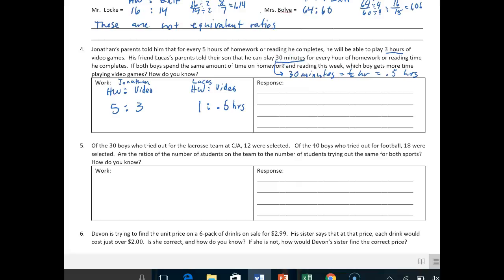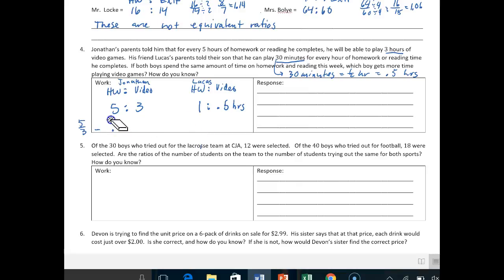So 5 divided by 3 gives us about 1.66 repeated. So for every 1.66 hours of homework, Jonathan gets to play 1 hour of video games. What did I do again? I just did 5 over 3. And what's that give me? It's going to give me my unit rate of 1.66. Here, I have, sorry, my fault, 1 divided by 0.5. And I'm going to get 2.